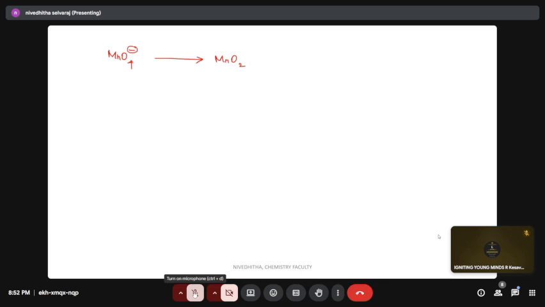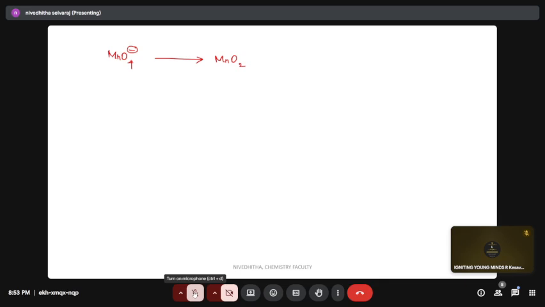Ma'am, the oxidation state of oxygen is -2 only, ma'am. Yes, it is -2. Then MnO2 means there will be 4 electrons, 2 into -2, that is -4. Then here in the LHS we have O4 minus, ma'am. Then they are the same only, ma'am. LHS and RHS. Okay, fine.